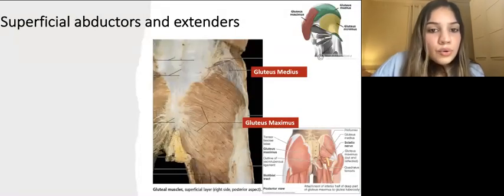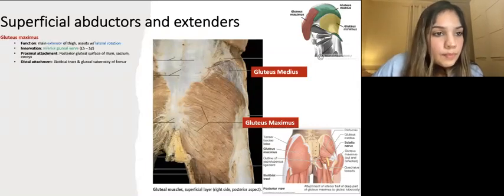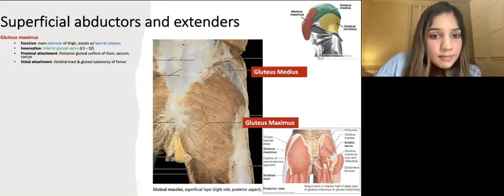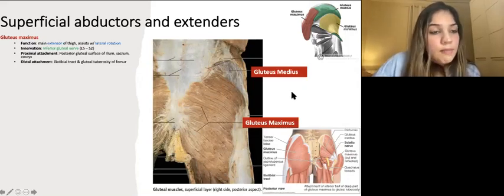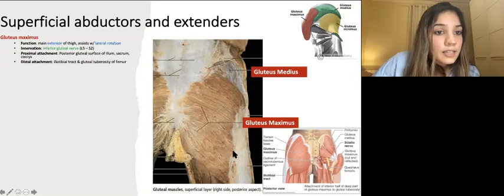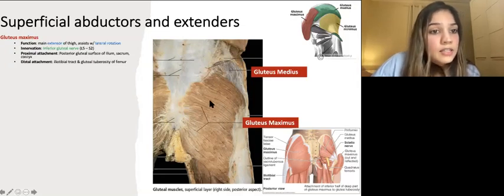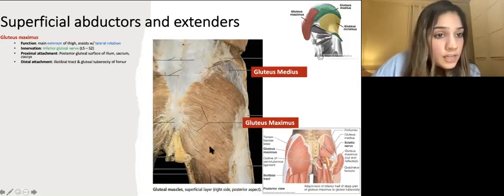Okay, so the biggest muscle, the main muscle in the gluteal region is the Gluteus Maximus. So it's this big, large muscle here. And the main function of it is to extend the thigh. And it also assists with lateral rotation.